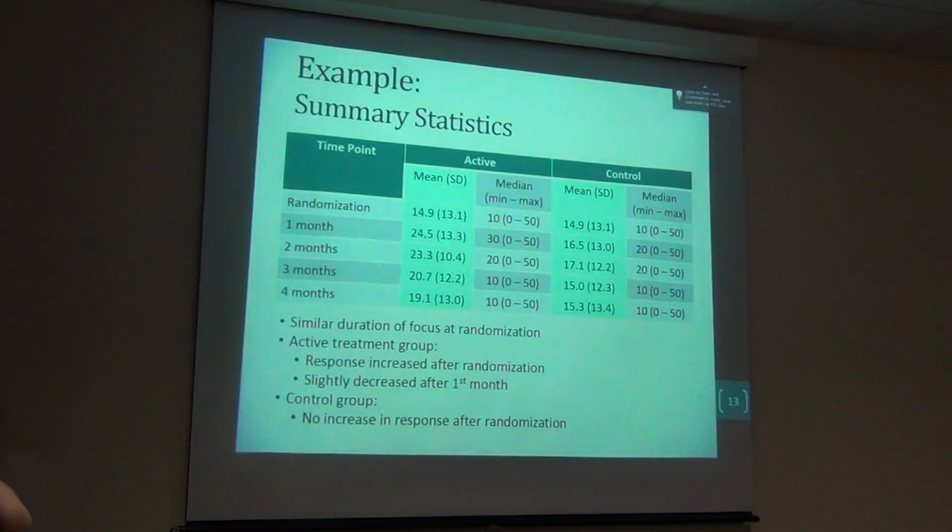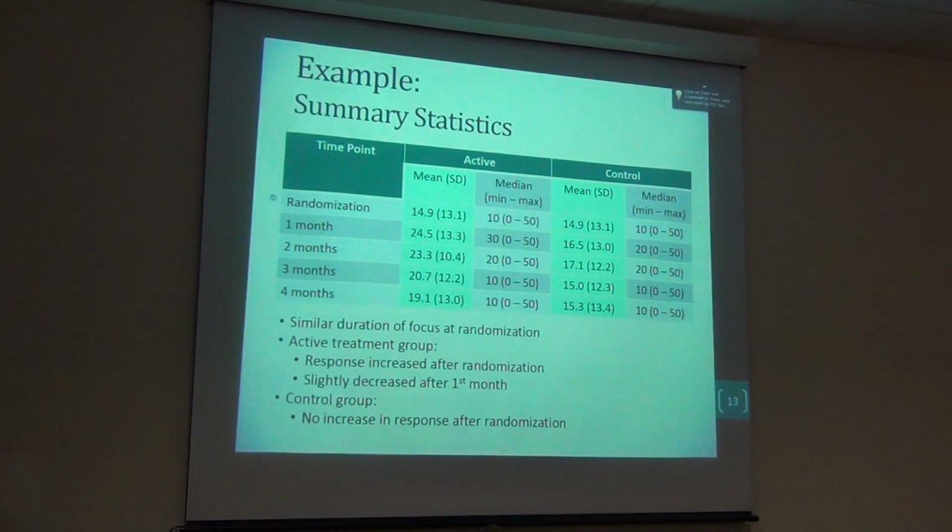So first, let's look at the summary statistics of the response here. At the time of randomization, from this data, we see that the mean duration of focus for the active and the control group are very similar. It's about 15 minutes with a median of 10 minutes for both groups. And this is expected, right? If your randomization really worked, this is the time point before people actually start the treatment, so you will see that the outcome of interest at the time of enrollment would be similar.